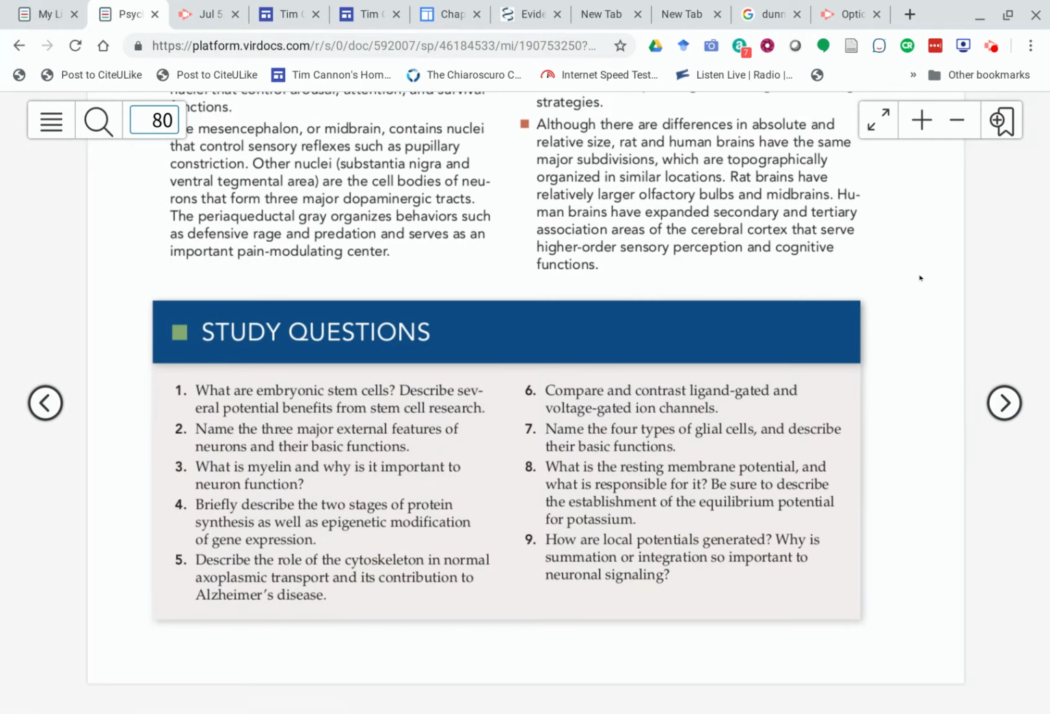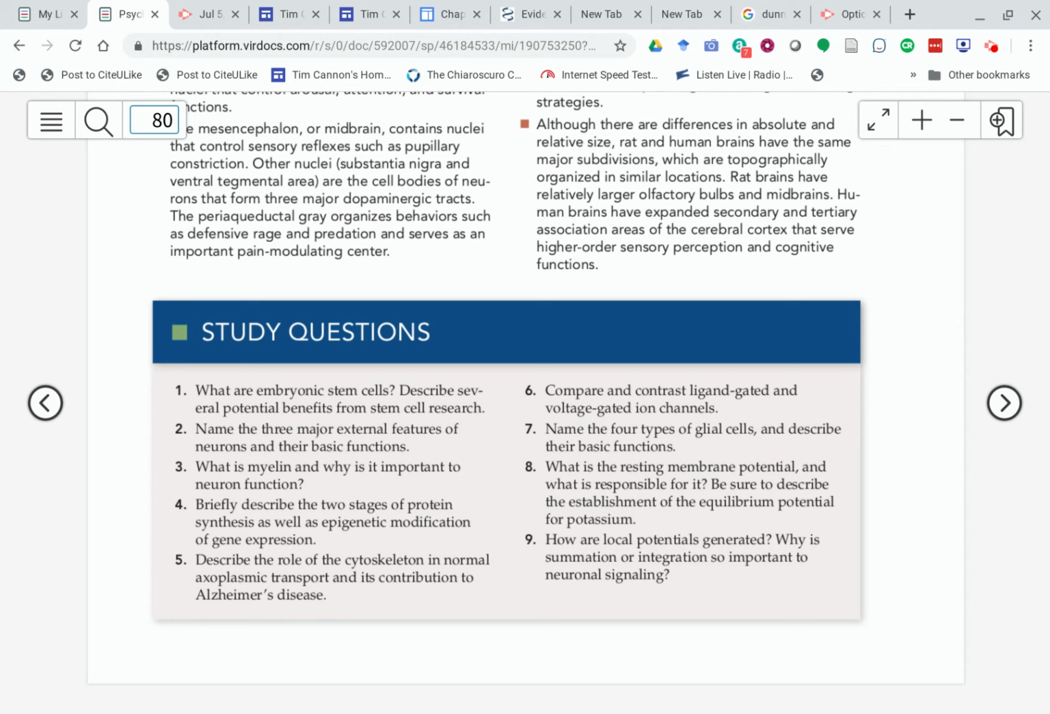And we're done. How's my time? Nice. So let's look at the study questions. Embryonic stem cells, I didn't talk about them. They're hot. They're sometimes controversial. We're growing little brains out of them now, three-dimensional brains. And there's a very extensive discussion of them there.